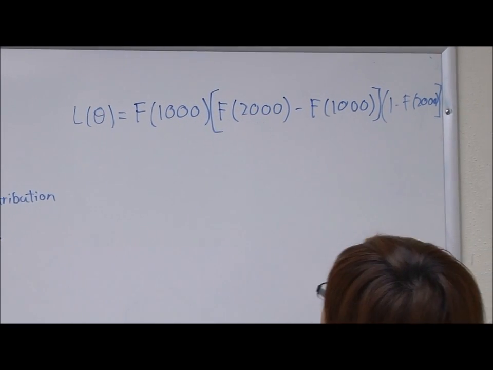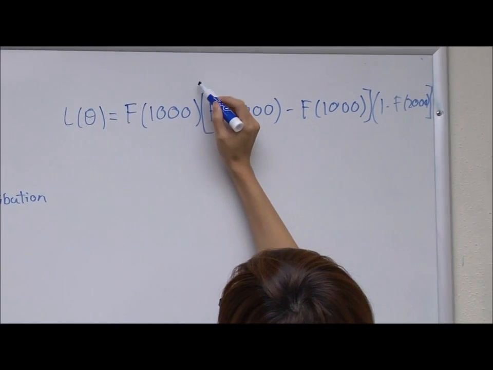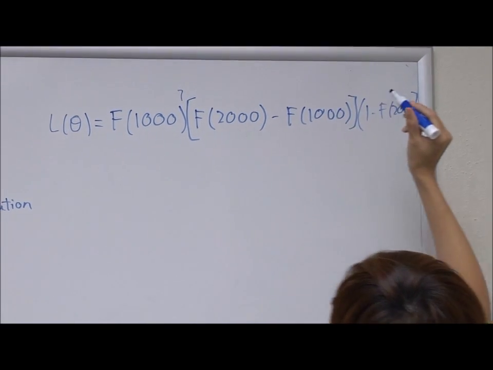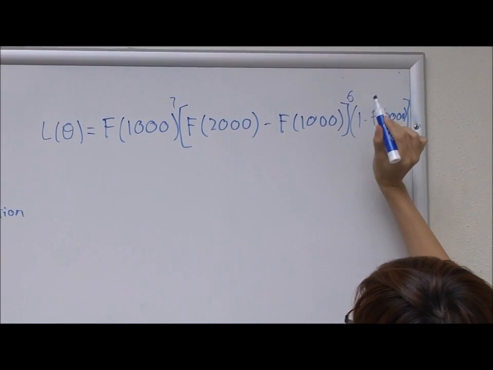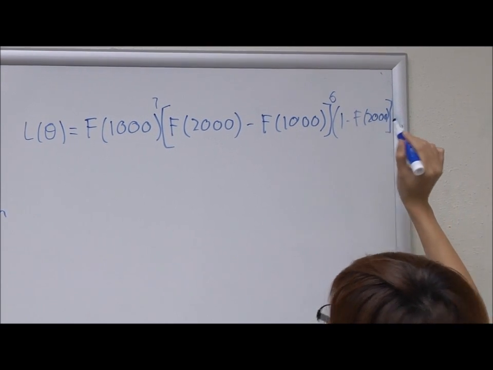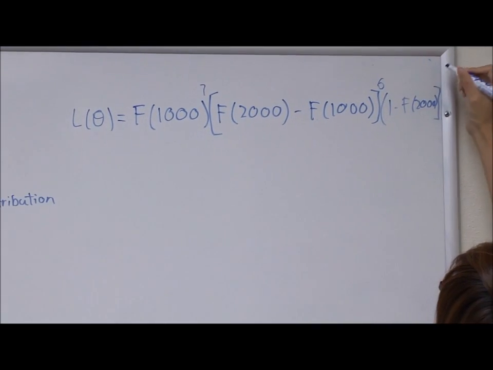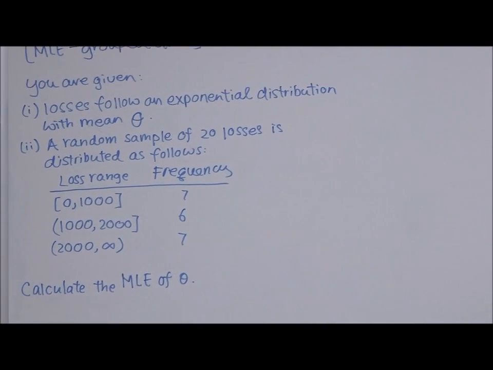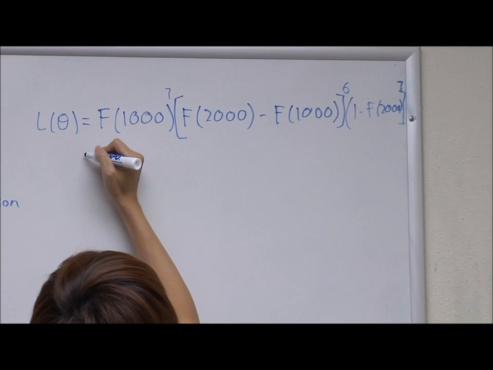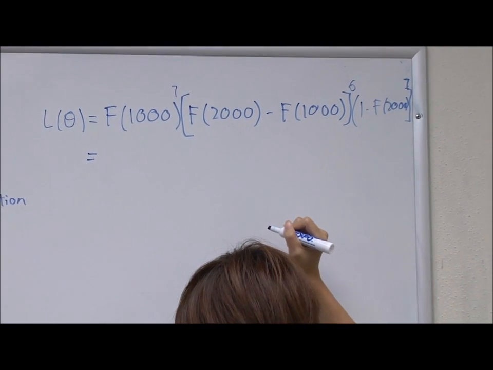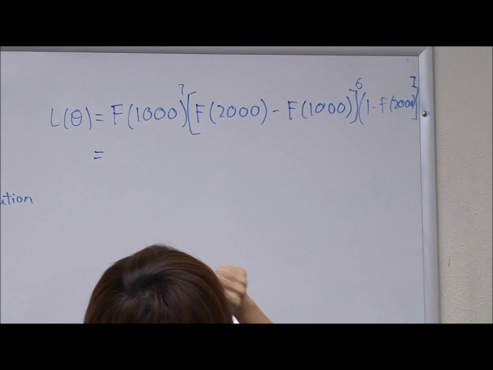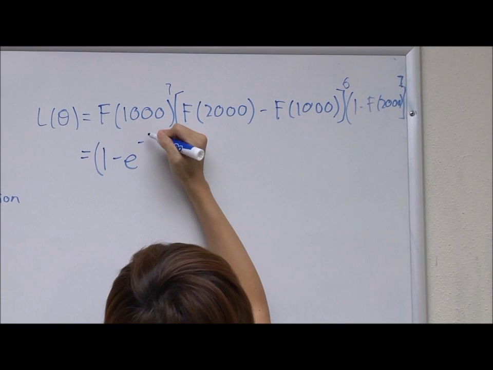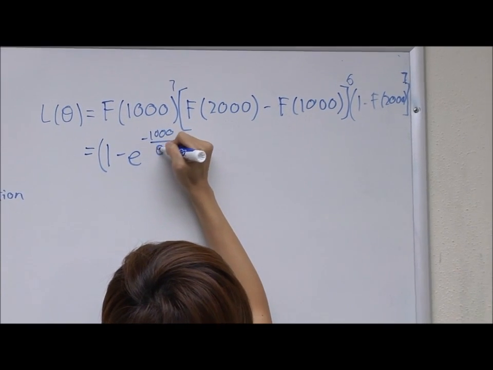the probability that 7 data did not survive within 0 to 1,000, and 6 data did not survive within 1,000 to 2,000, and then the survival function of 7 data above 2,000. And because this is an exponential distribution, we will get a function like this, with the mean theta.